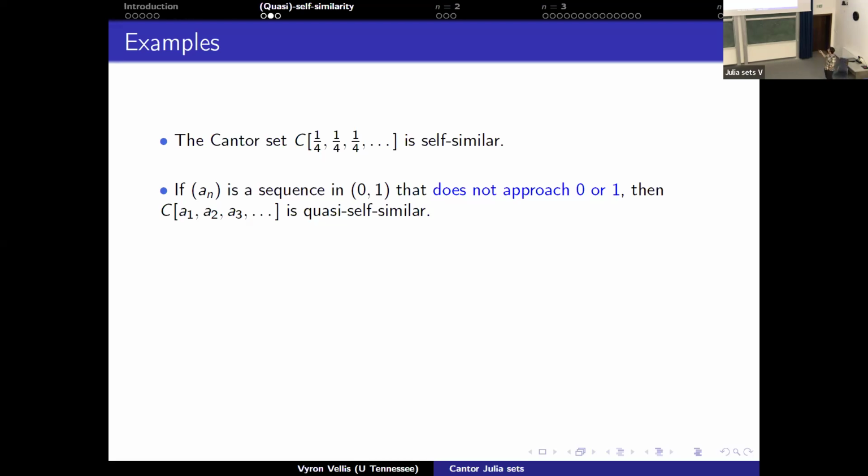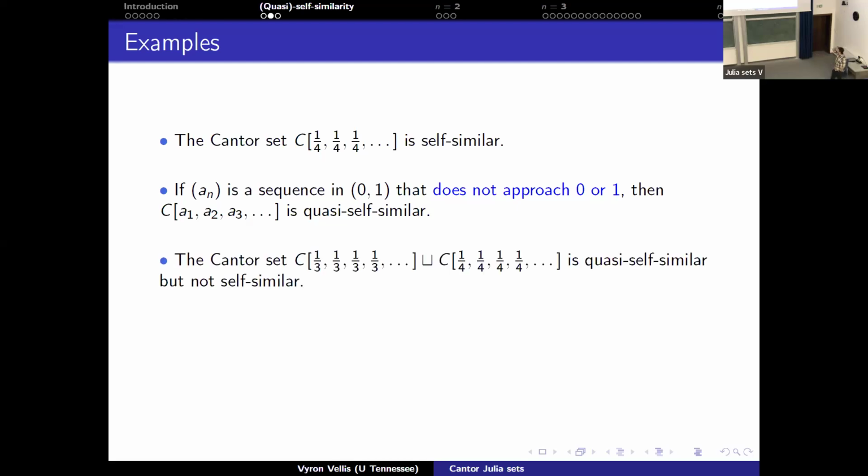Right, so suppose that in each step you remove the middle interval of ratio a3, a4, etc., and this is neither too big nor too small, then this is quasi-self-similar. And this is another example. Take one ball and put the standard Cantor set. Take another ball, disjoint, and put this self-similar set, and take their union, right? This is not self-similar. You have two different things. But as a union, it's quasi-self-similar.